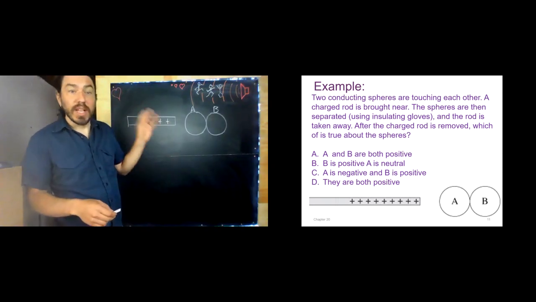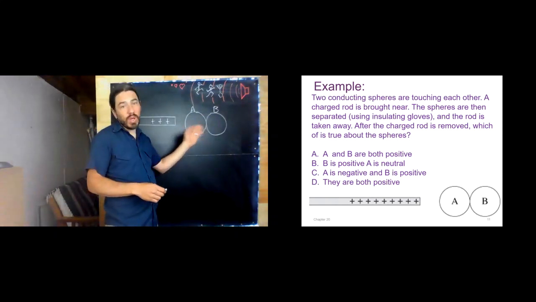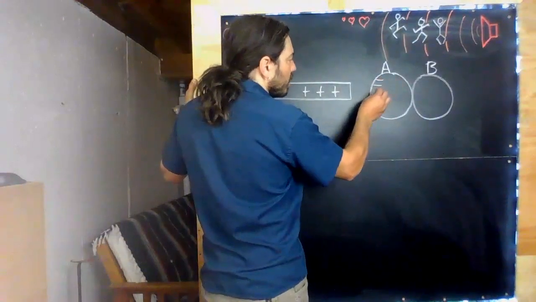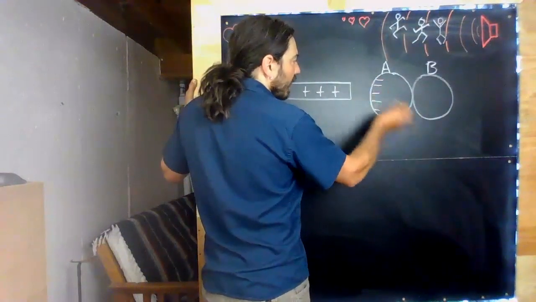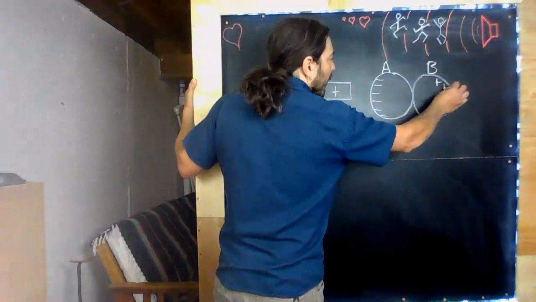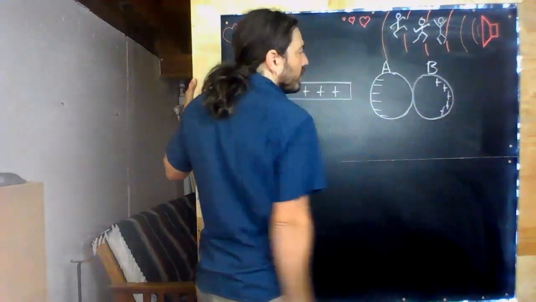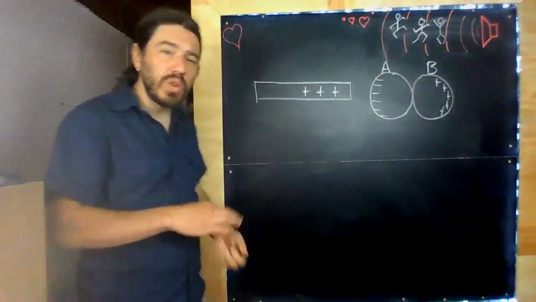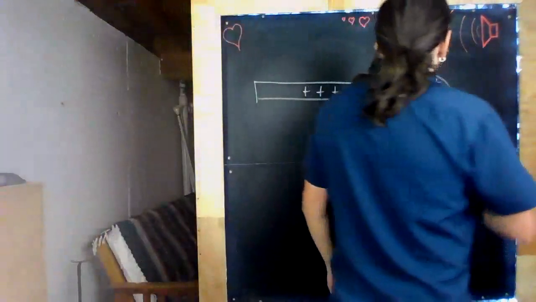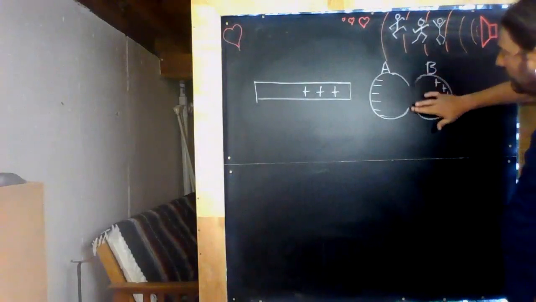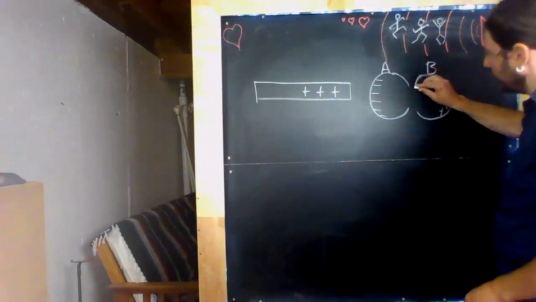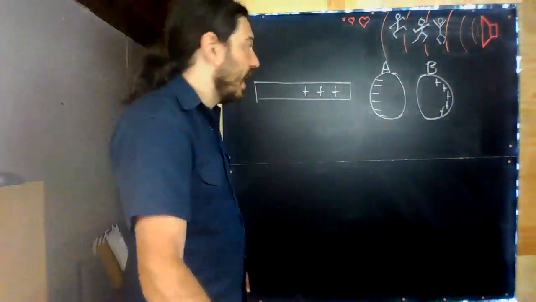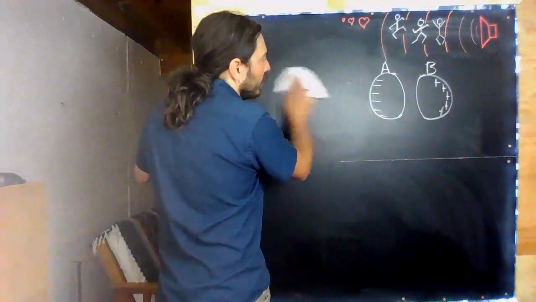So the charges are free to move. Since they're touching, they're free to move from one sphere to the other. So where will the negatives go? Well, the negatives will try to get as close to these positives as they can, and the positives will try to get as far away as they can. So that's the situation with the rod brought near. Now, I'm going to use my insulating gloves to come in over here and separate these two spheres just a little bit. Now they are separated, they are no longer touching, and I take my rod away.